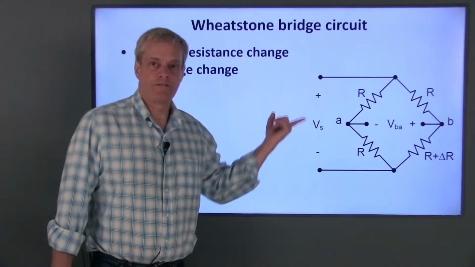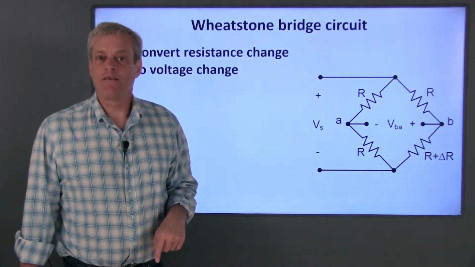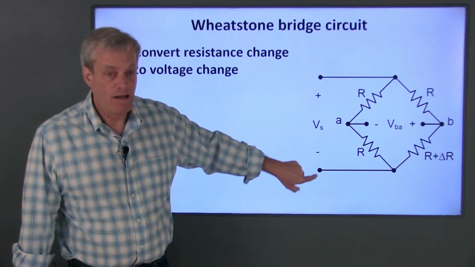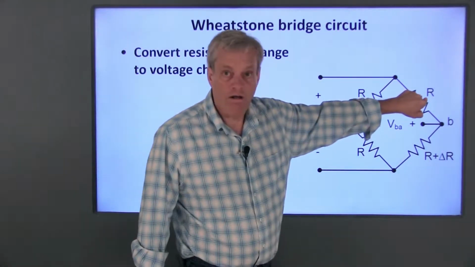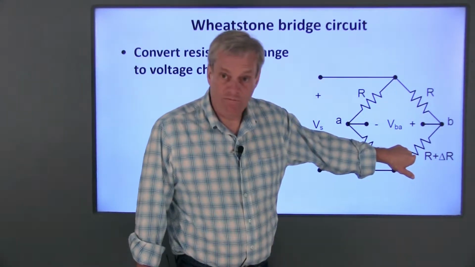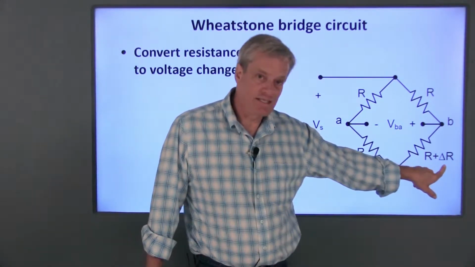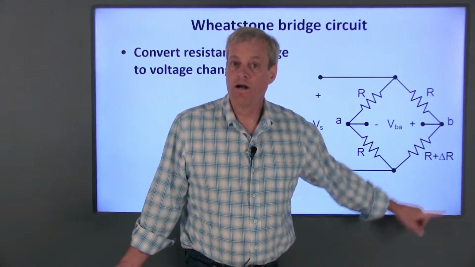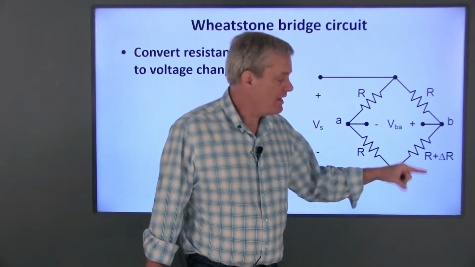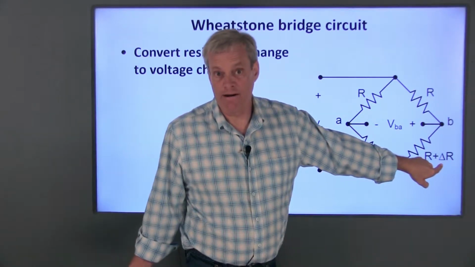This is a basic Wheatstone bridge circuit. The circuit has a fixed voltage, V sub S, applied to it across these terminals. These three resistors are all fixed and they have the same resistance R. This resistance varies. It's R plus some resistance change, delta R. We want to find the relation between this voltage difference, V sub BA, and the resistance change, delta R.